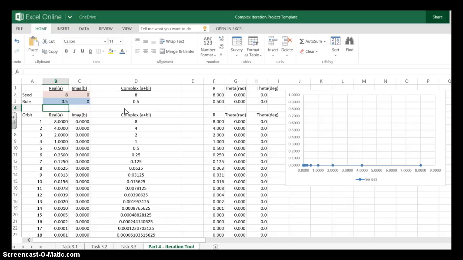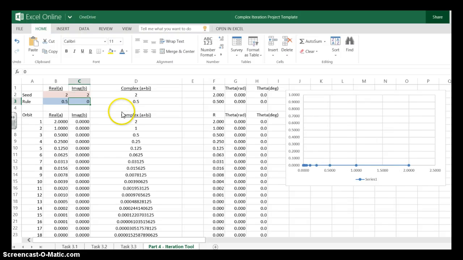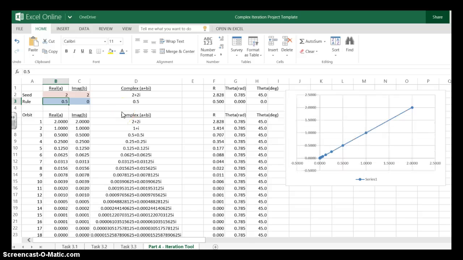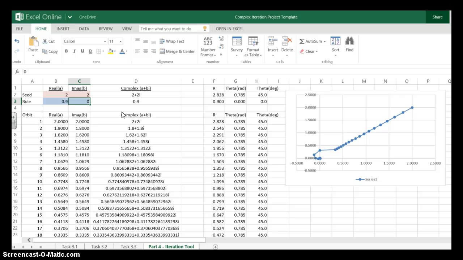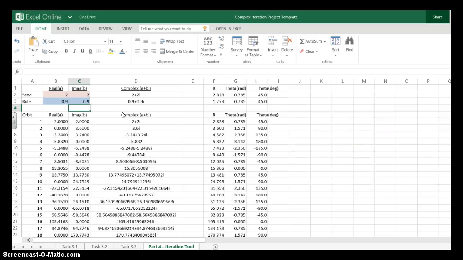It's always a good idea in spreadsheets to check easy scenarios to make sure you think things are working okay. So this complex number, when we make the imaginary parts 0, seems like it's doing everything we would expect it to be doing. So the next thing is I'm going to put 2, 2 in here. And we saw in that first one that it spiraled inward because of the radius. So let's pick a different one here. Let's do 0.9 real, 0.9 imaginary.